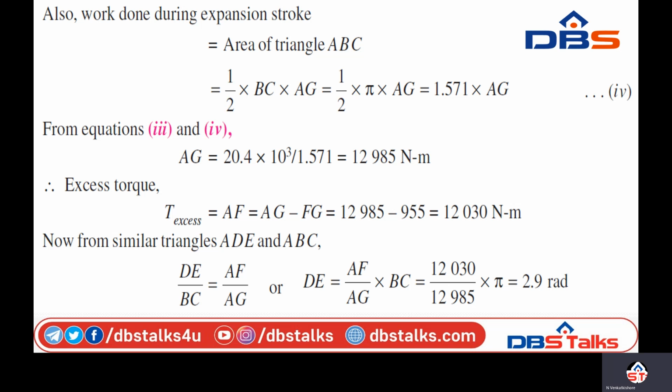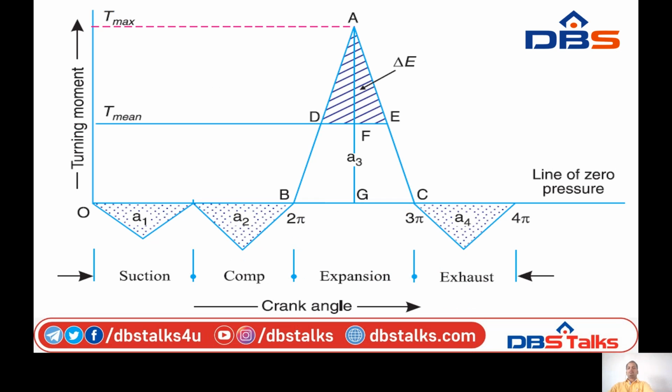At the same time, work done during the expansion stroke is A3 into the energy scale. For A3, the area is 6.8 into 10 to the power of minus 3, into the energy scale given as 3 mega newton meter, so into 3 into 10 to the power of 6, that is finally 20.4 into 10 to the power of 3 newton meter. And also during the expansion stroke, the area of the triangle, that is in the figure, the expansion stroke is ABC.